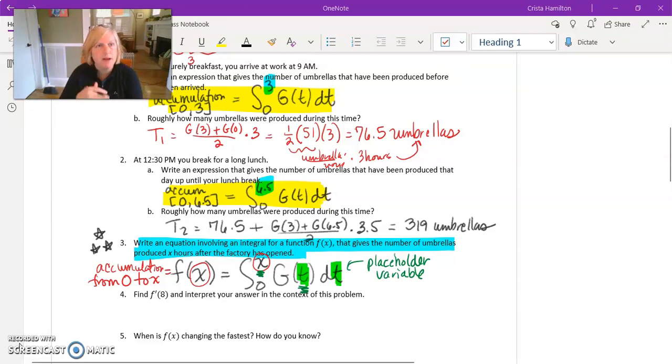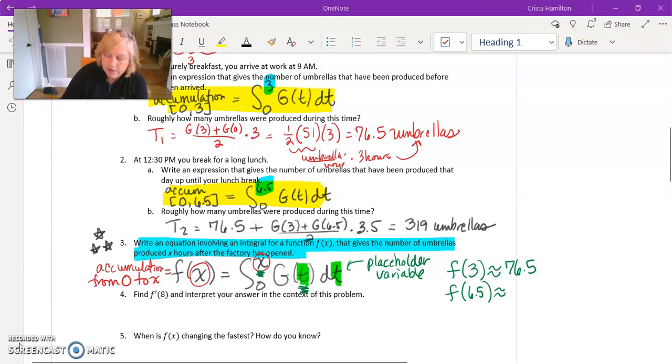And we'll see a little bit more about, as we work through this, how this is going to be working. So for example, if I wanted to calculate f of 3, which is what we've done above here, our accumulation from 0 to 3 was 76.5 umbrellas. So our f of 3, and remember that was an approximation, would be 76.5. If I was calculating f of 6.5, our net accumulation of umbrellas from 0 to 6.5 hours after we opened, that one ended up being 319 umbrellas.